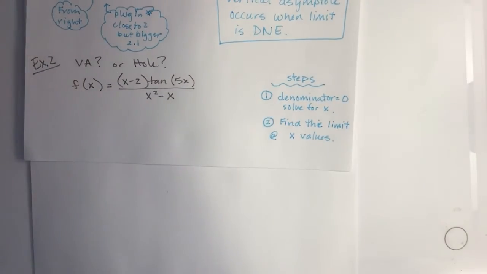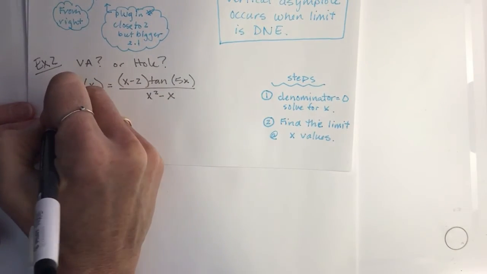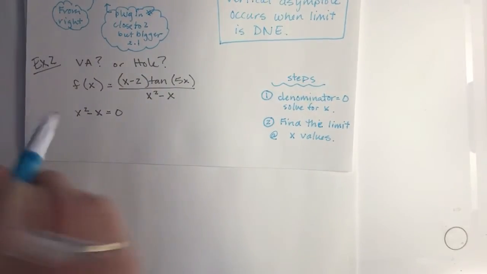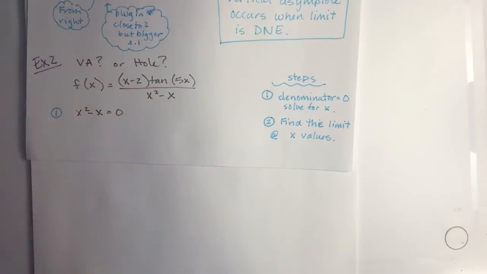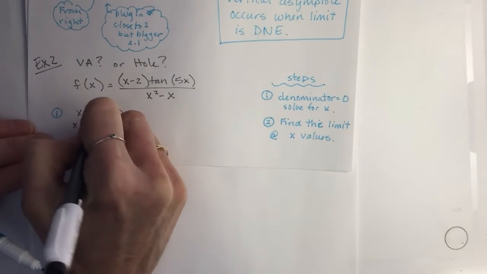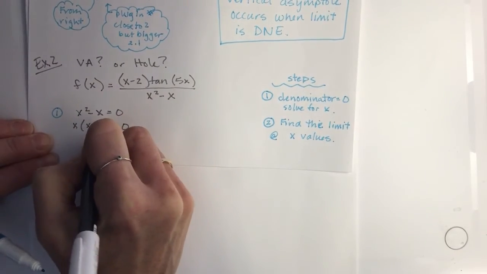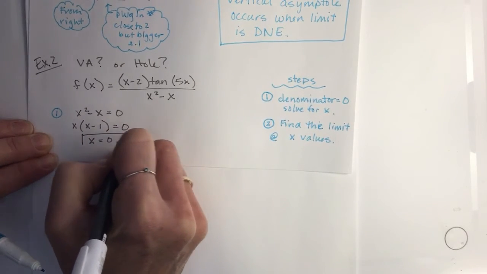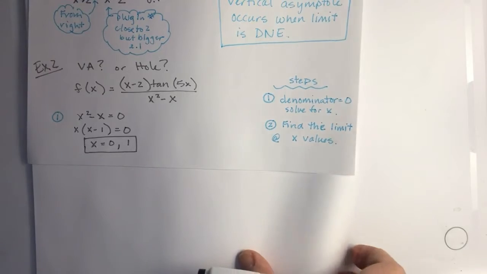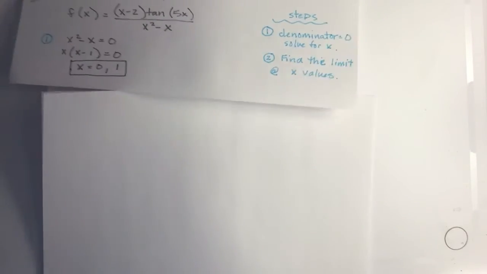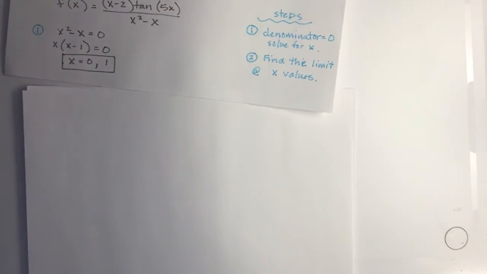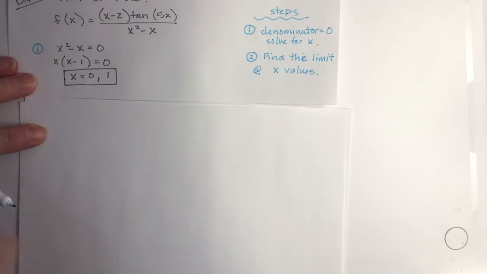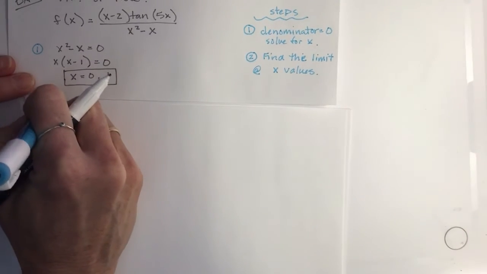Okay, let's do it. So I'm going to take that denominator, step 1: x squared minus x is equal to 0. All right, step 1. And we can factor that, right? x times (x minus 1) is equal to 0, so x is equal to 0 or 1. Okay, so those are two potential asymptotes, and we don't know whether they are actually a vertical asymptote or they might be a hole. Right? There we go.